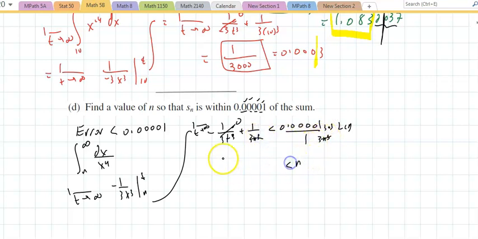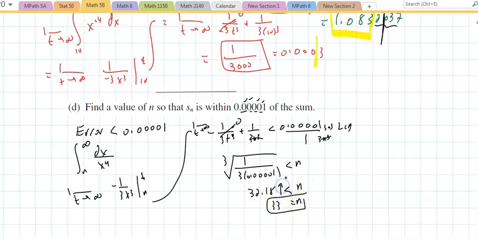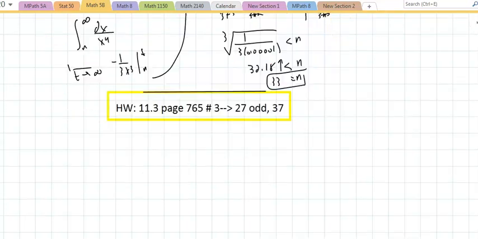And n would be bigger than the cube root of 1 divided by 3 times 0.00001. And that would be 32.18. So if I set it equal to 33, I could always be over accurate, not under accurate. That would be it. And there's the homework.